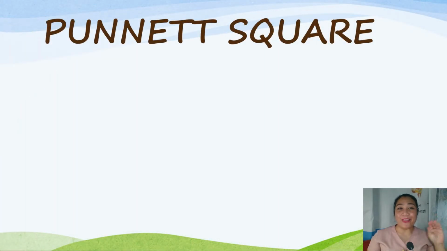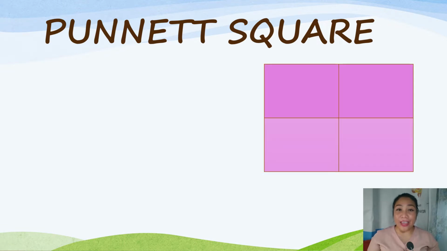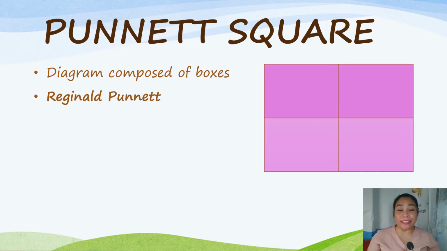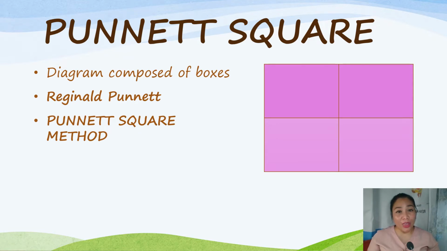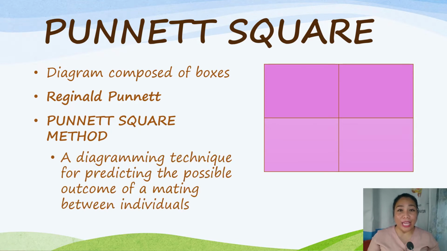Let's talk about the Punnett Square. A Punnett Square is a diagram composed of boxes, and it was invented by Reginald Punnett. In predicting the results of a monohybrid cross, we can use the Punnett Square Method. Punnett Square Method is a diagramming technique for predicting the possible outcome of a mating between individuals.